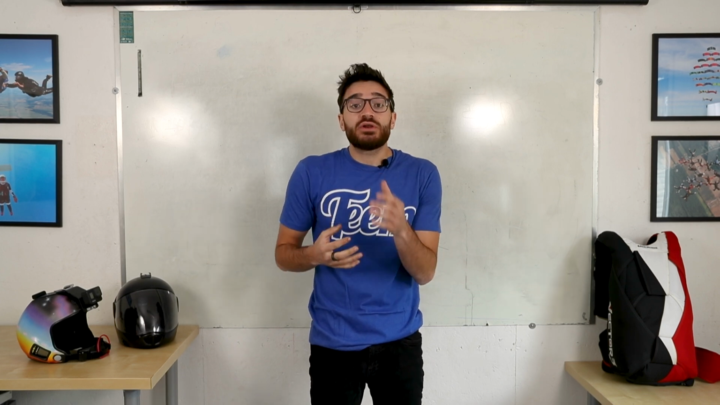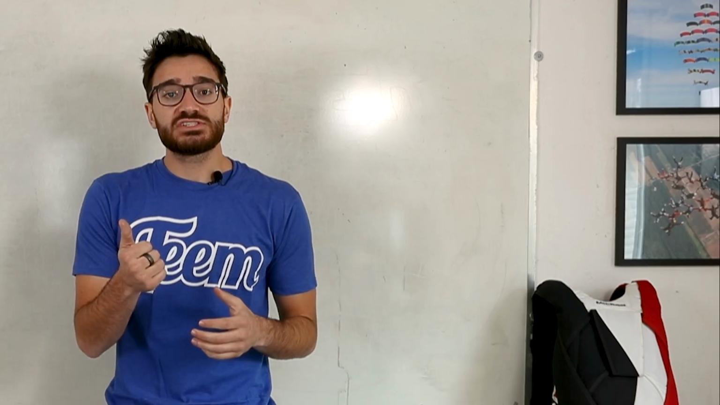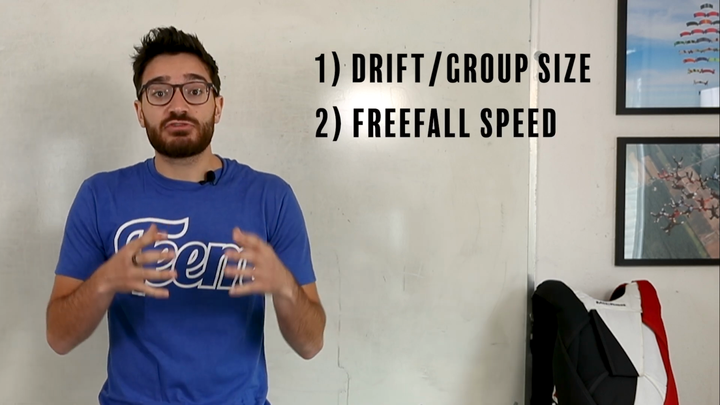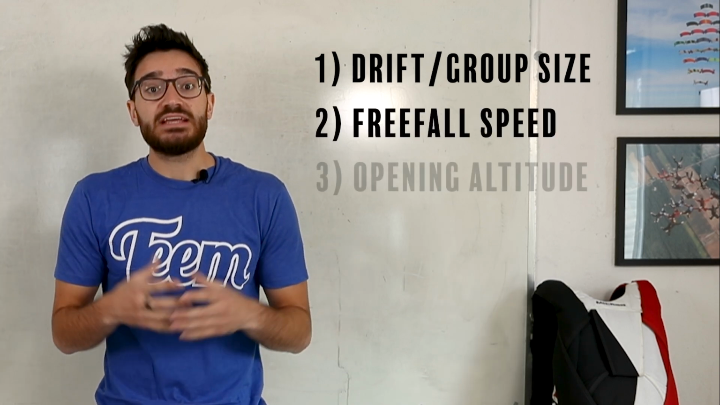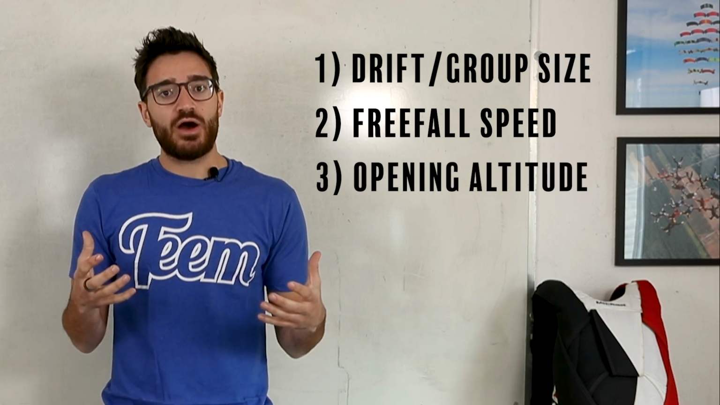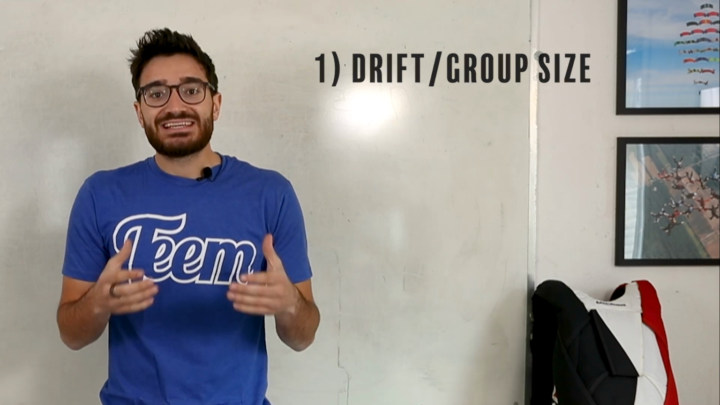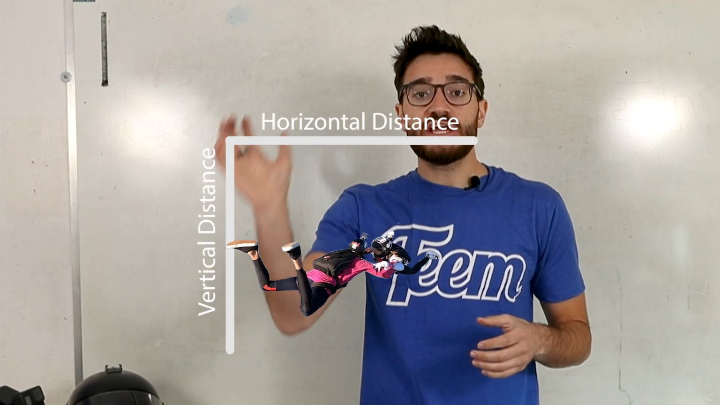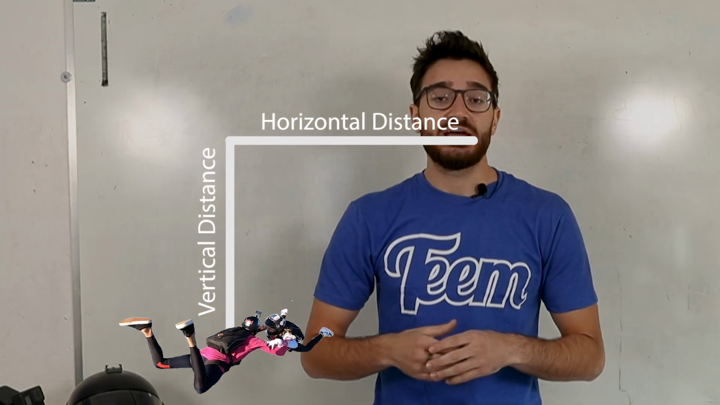So now that we know what exit order is, now we need to figure out how we establish exit order and what affects exit order. Well, there are three key components that we have to take into consideration when determining exit order. First is drift and group size. Second is free fall speeds. And third is opening altitudes. Now, the concept of drift simply means how much a group is going to move horizontally during the course of their free fall.